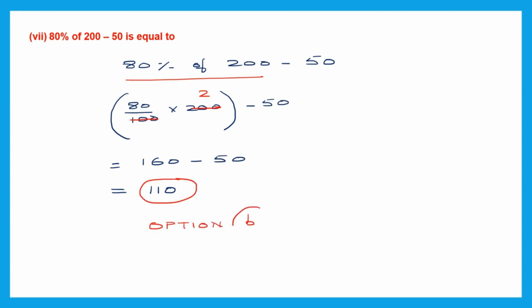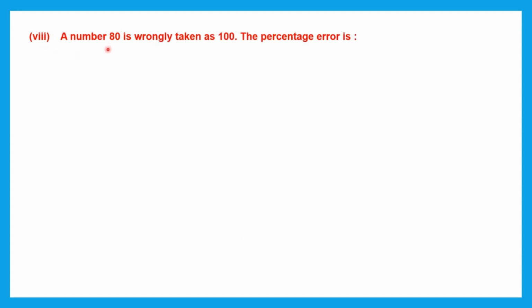Option B, 110 is our answer. Question 8. A number 80 is wrongly taken as 100. So there has been an error, isn't it? We have been asked to find that percentage error. So here the correct number is actually 80, but it has been wrongly taken as 100.